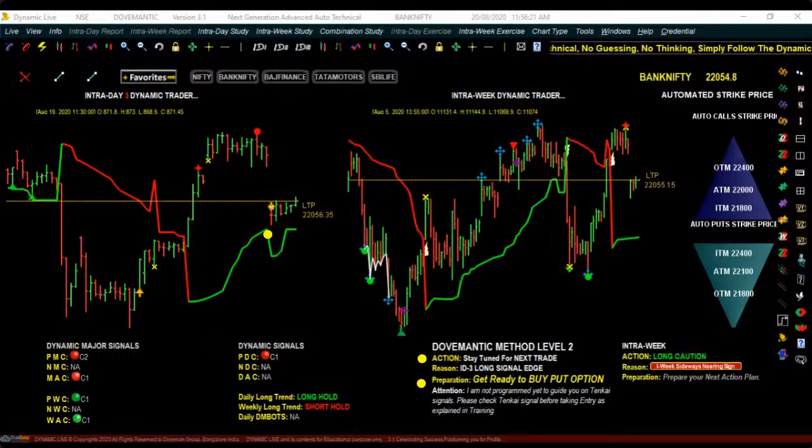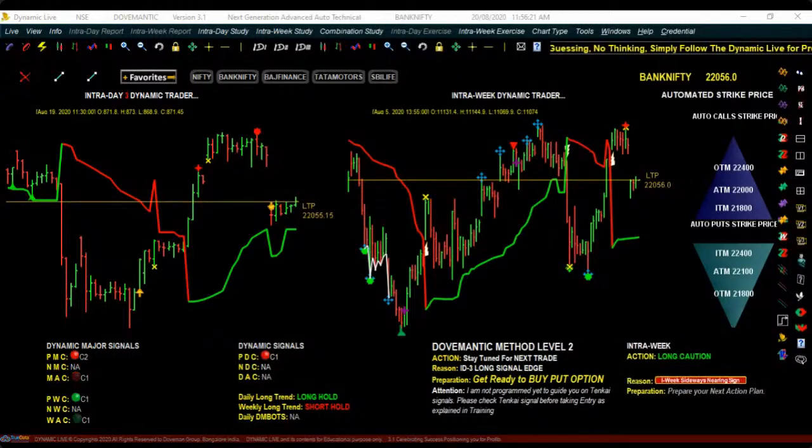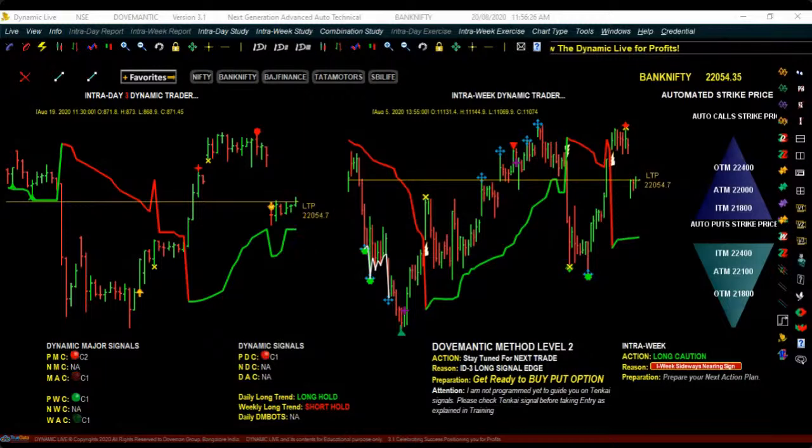But the preparation is telling us get ready to buy a put option. So if the price manages to go below this intraday 3 long signal, that is when it will tell us to buy a put option. So you have to wait until it gives you a trading opportunity.